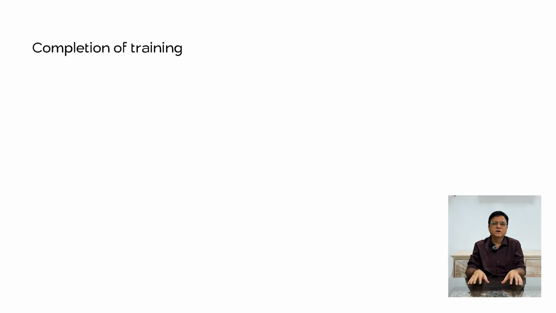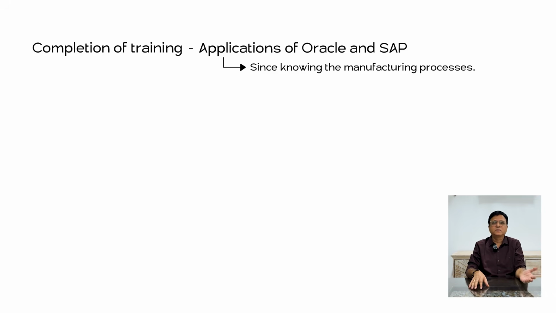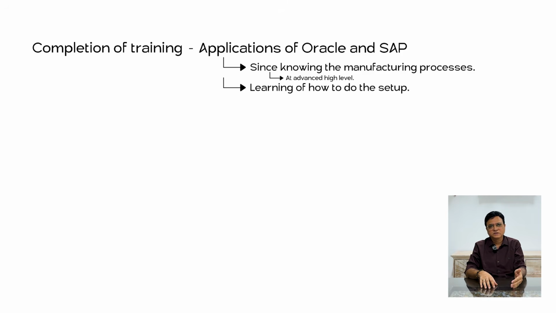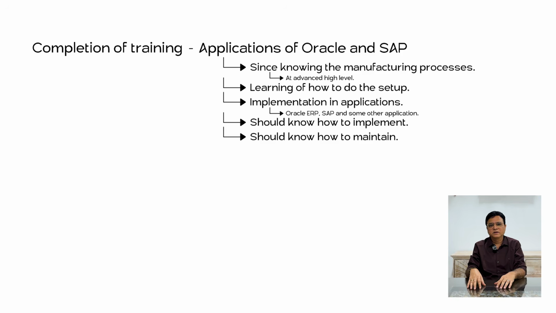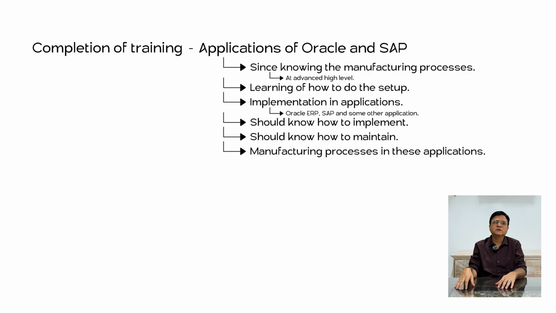Once you are trained in Oracle or SAP, since you know the manufacturing processes even at a high level, you should know how to do the setup of these manufacturing processes and implement them in applications like Oracle ERP or SAP or some other application. You should know how to implement, and you should know how to maintain these manufacturing processes in these applications.